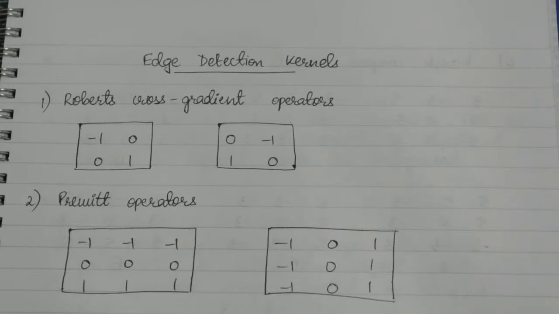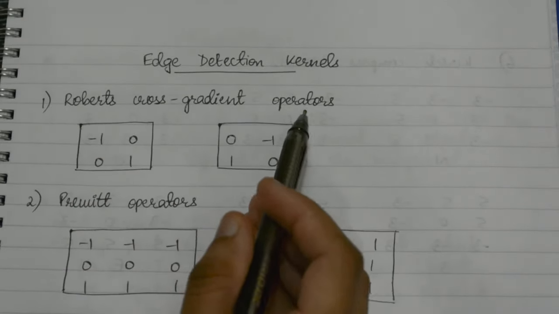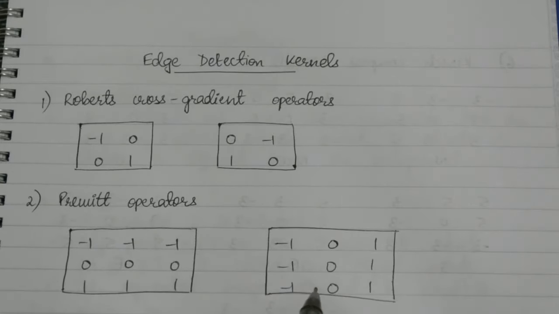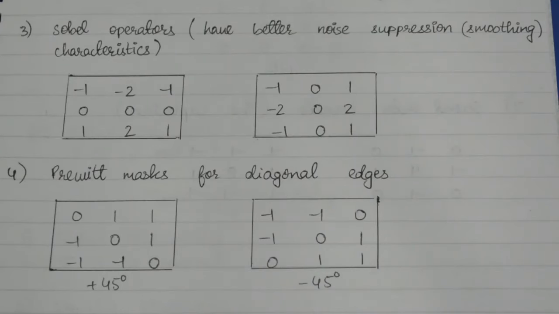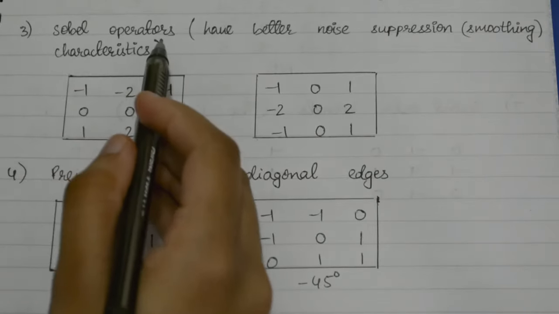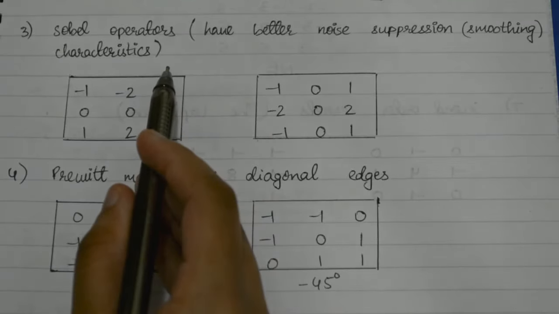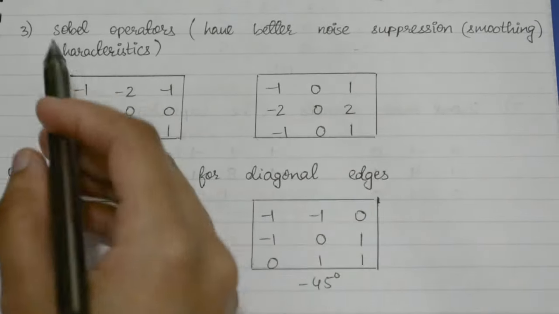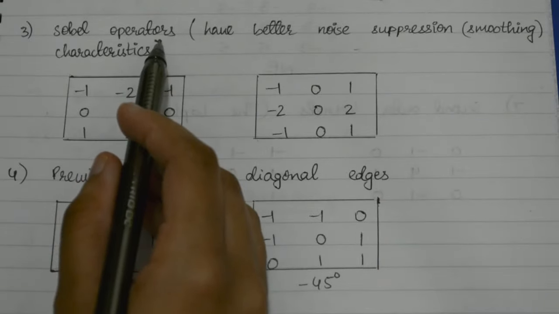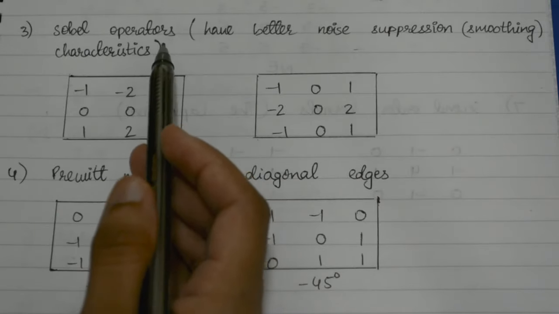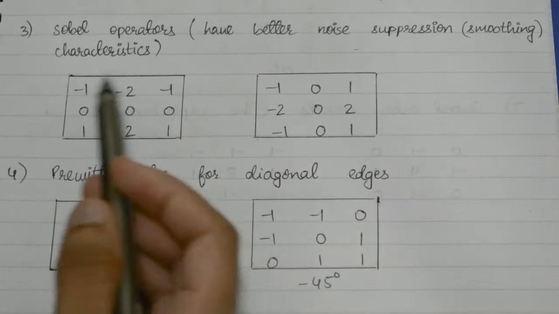So now again we have the first order derivatives, which is the Roberts Cross gradient operators. Okay, so it is this, and then we have the Prewitt operators, which are 3x3 matrices. So kindly note these down. Then we have Sobel operators, which have better noise suppression or smoothing characteristics. So if these are your requirements, then that is when we use Sobel operators. That is why these are considered better than Prewitt operators or Roberts Cross, because they have better noise suppression and smoothing characteristics.